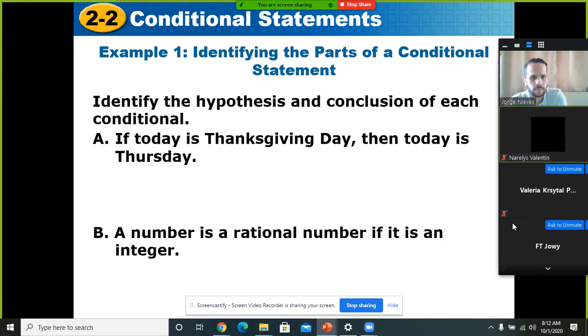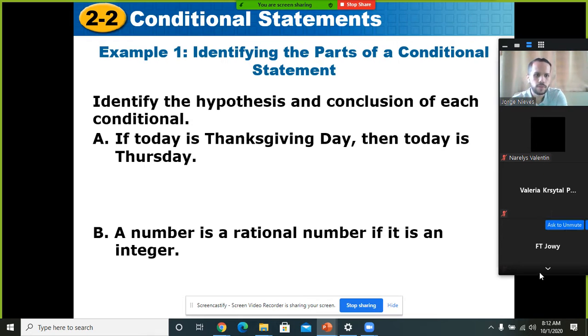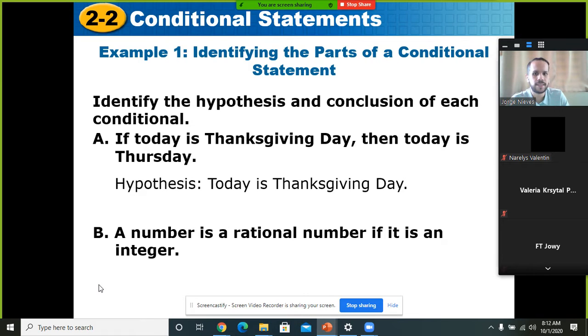Can someone read example A? Gustavo, ¿puede leerlo? Sí. Okay, thank you. If today is Thanksgiving Day, then today is Thursday. Who can tell me what's the hypothesis? The hypothesis is today is Thanksgiving Day. The first part of the conditional statement is the hypothesis in this case. So what is the conclusion? Well, then today is Thursday.